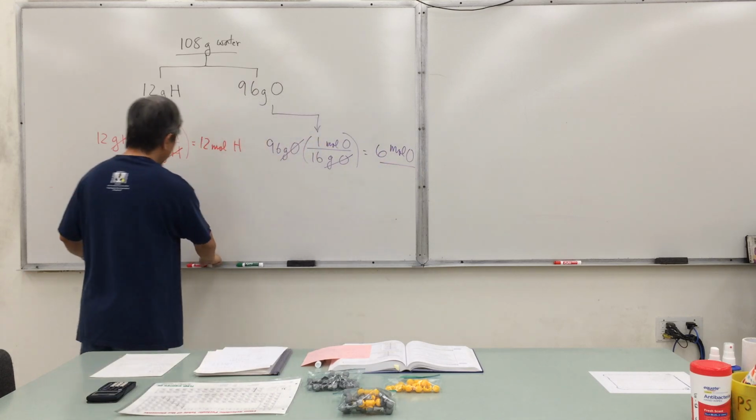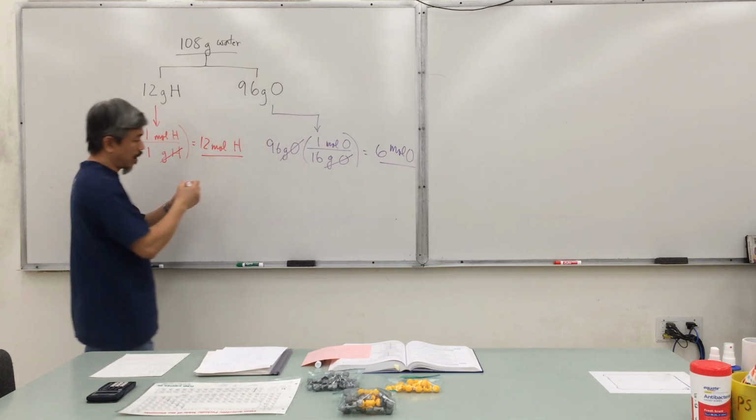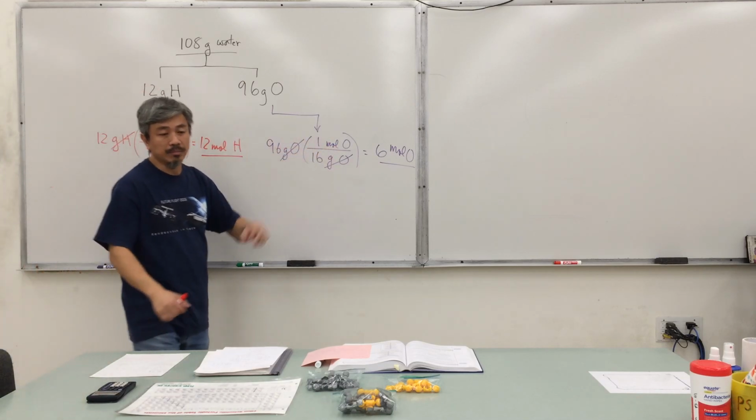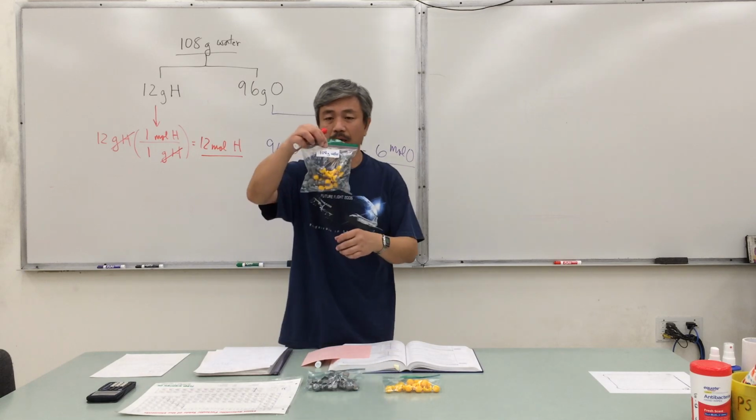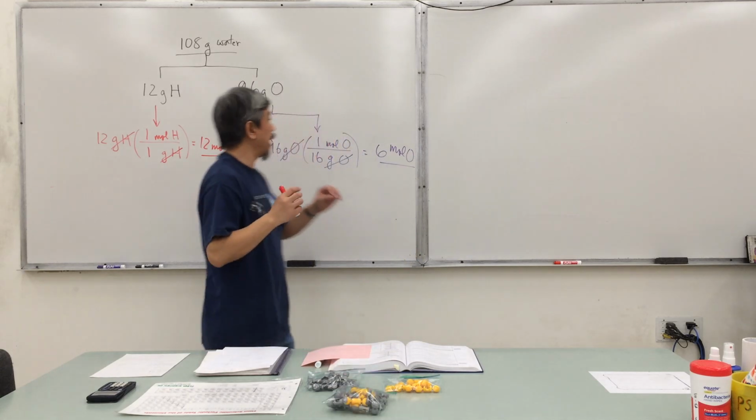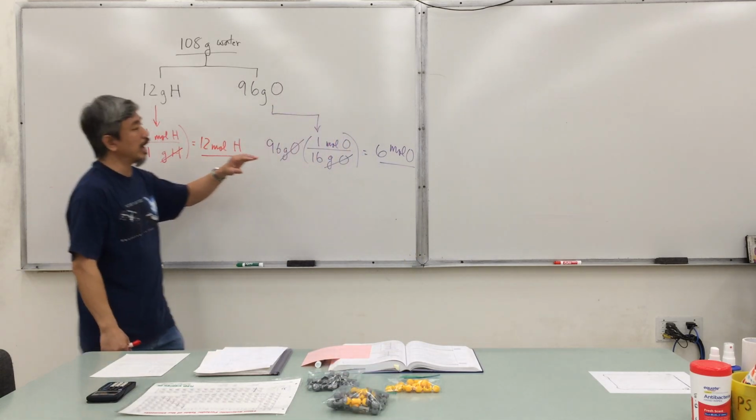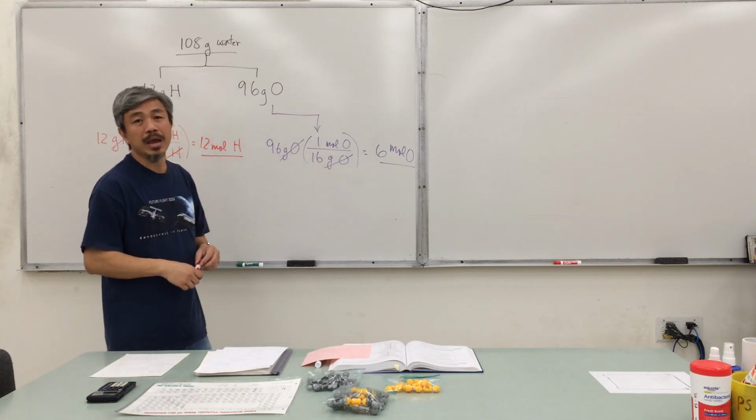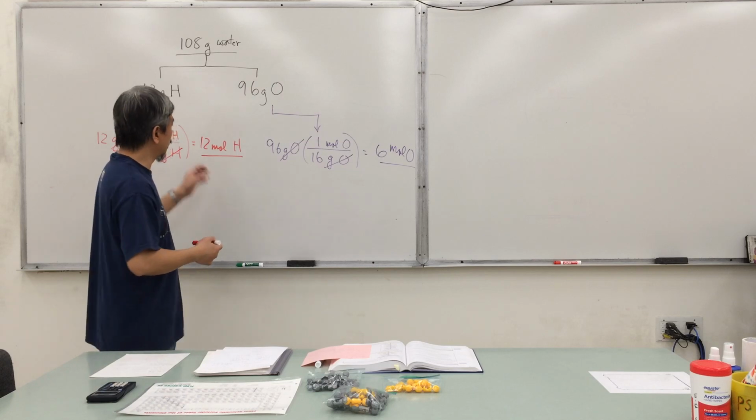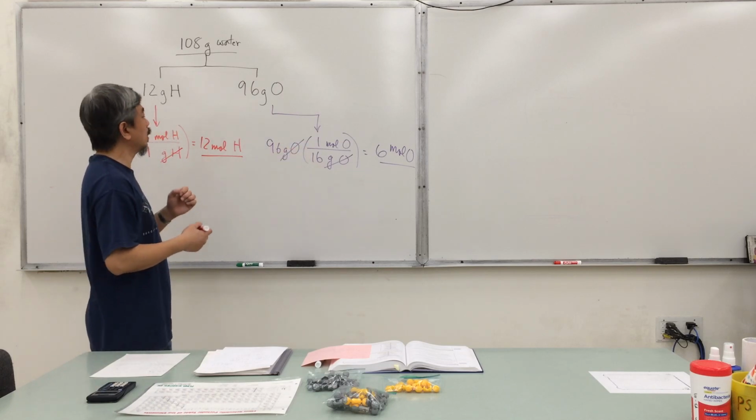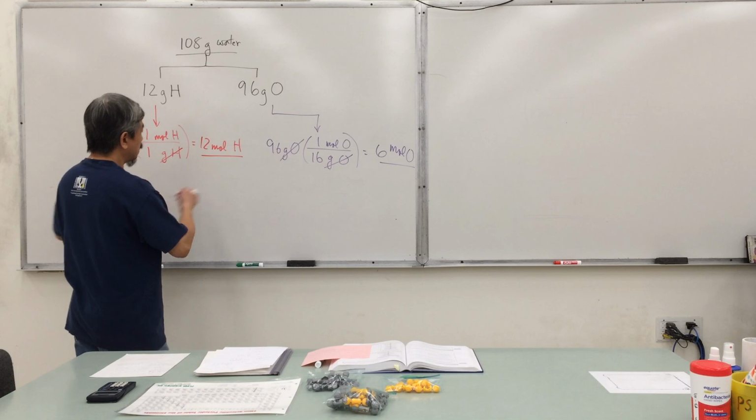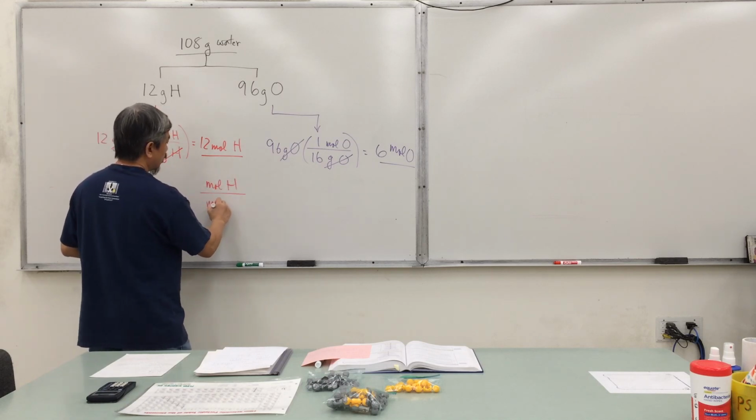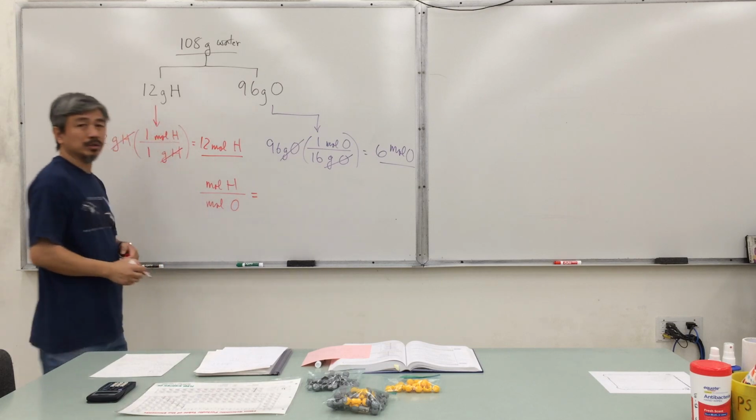Okay? So now I have converted from a mass of my substances into moles of substances. That means in my original sample of 108 grams of water, I had 12 moles of hydrogen in there and 6 moles of oxygen in there. The next step, of course, now I can go ahead and compare those numbers in a ratio. So I'd say, what if now I want to compare the number of moles of hydrogen to the number of moles of oxygen? What would that comparison be like?